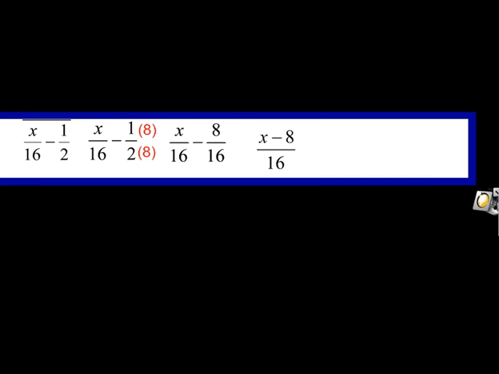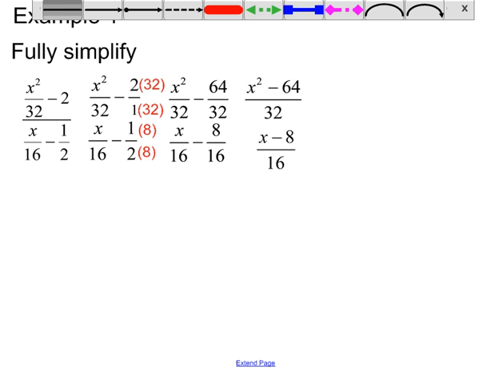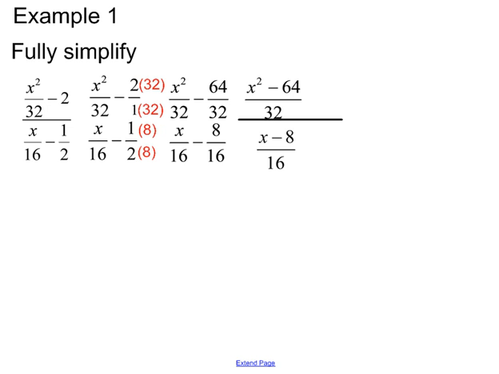All right, now I can look at the big picture. I got x squared minus 64 over 32, right? You didn't forget about that one. Over x minus 8 over 16. So I got a fraction divided by another fraction. So let me just rewrite that like this. X squared minus 64 over 32 divided by x minus 8 over 16.